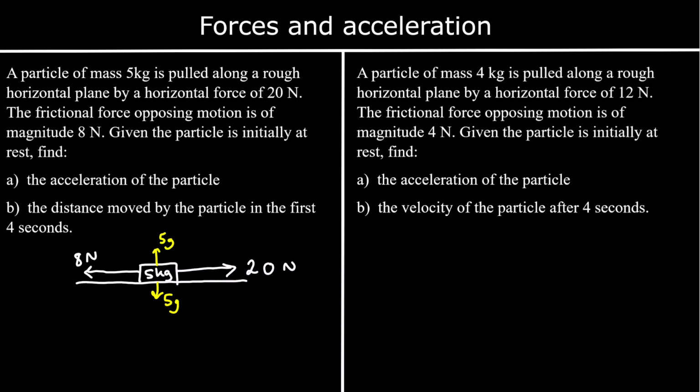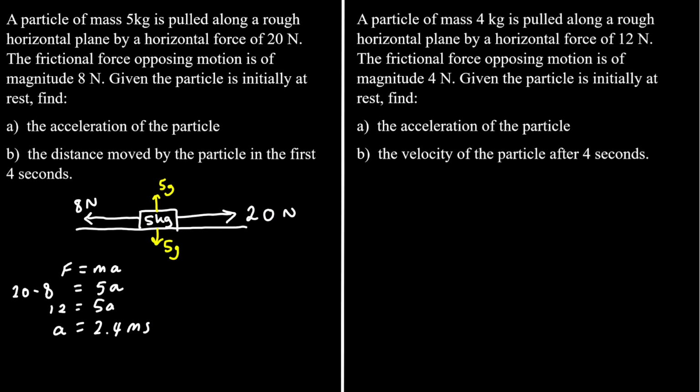So find the acceleration of the particle. So we're going to use F equals ma, and the resultant force is going to be 20 minus 8. 20 newtons take away 8 newtons, and that's equal to mass times acceleration, so 5a. So 12 equals 5a. a is 12 over 5, or 2.4 meters per second squared.